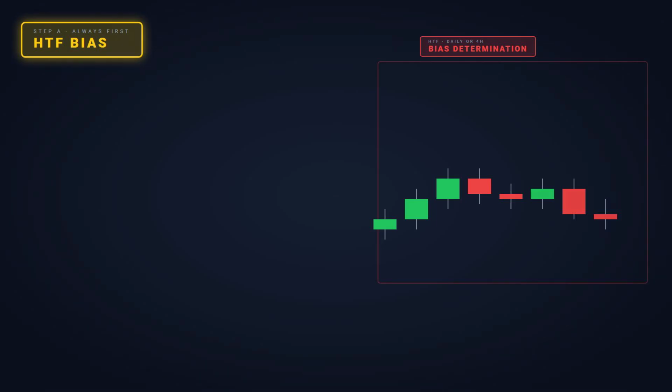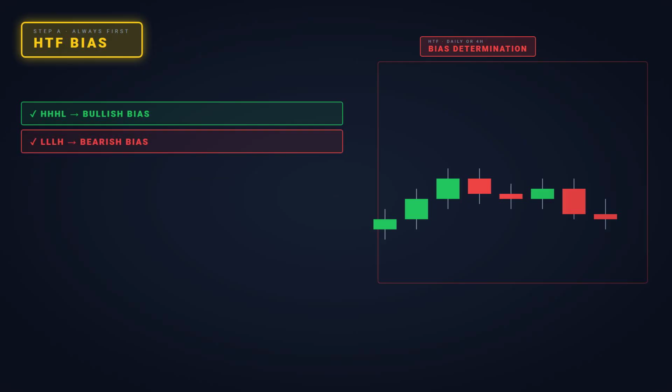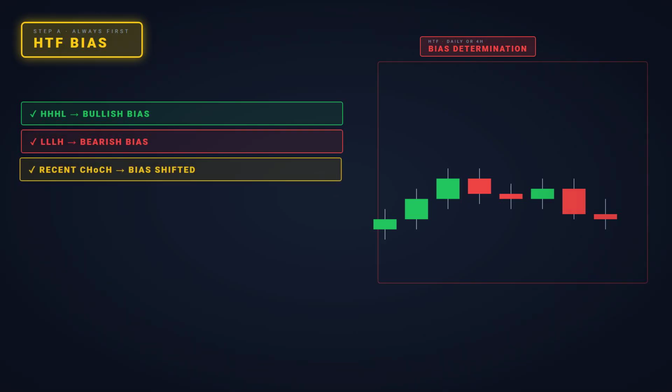Is price printing higher highs and higher lows? Bullish bias. Lower lows and lower highs, bearish bias. Has there been a recent CHoCH? Then the bias just shifted. Confirm the new structure before proceeding.